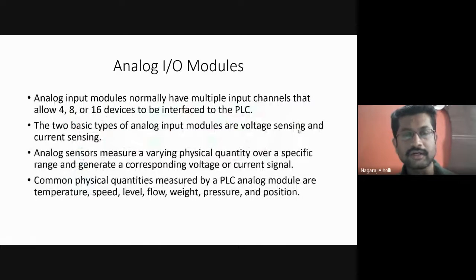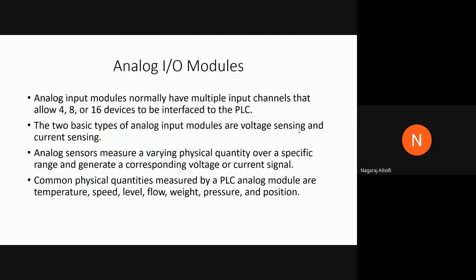Some of the physical quantities that are measured by the PLC are speed, flow, weight, temperature, pressure, position. These are some of the physical quantities, or the analog quantities, measured by the PLC.